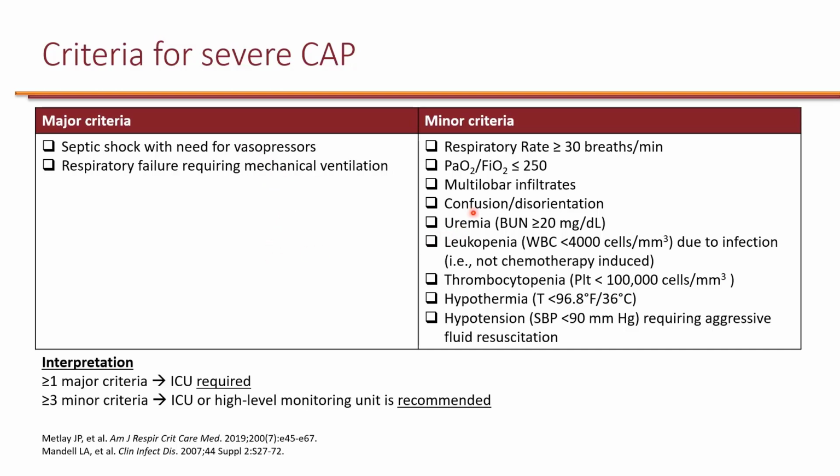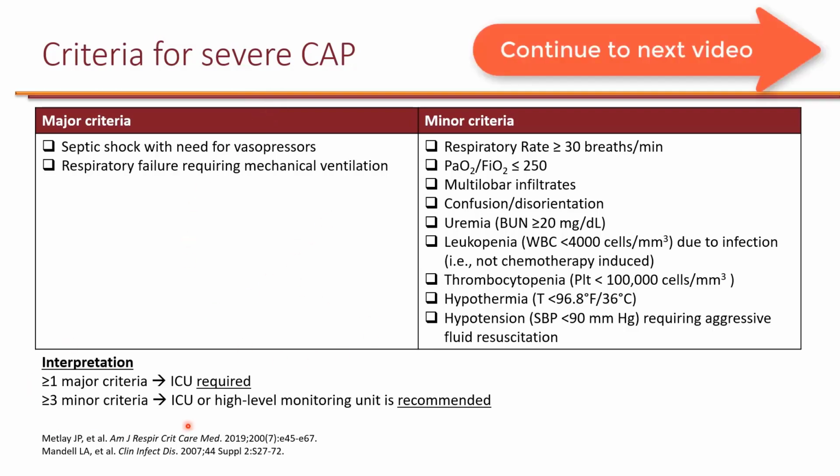Now, if someone has 3 or more minor criteria, they will also be classified as severe pneumonia. However, depending on the minor criteria, the patient may not necessarily need to be admitted to the ICU. But the reason I am mentioning these criteria for determining what's severe CAP and what's non-severe CAP is that the treatment actually depends on it. So the treatment for severe CAP might be slightly different than the treatment for non-severe CAP. If someone does not meet these criteria, they will be considered non-severe.